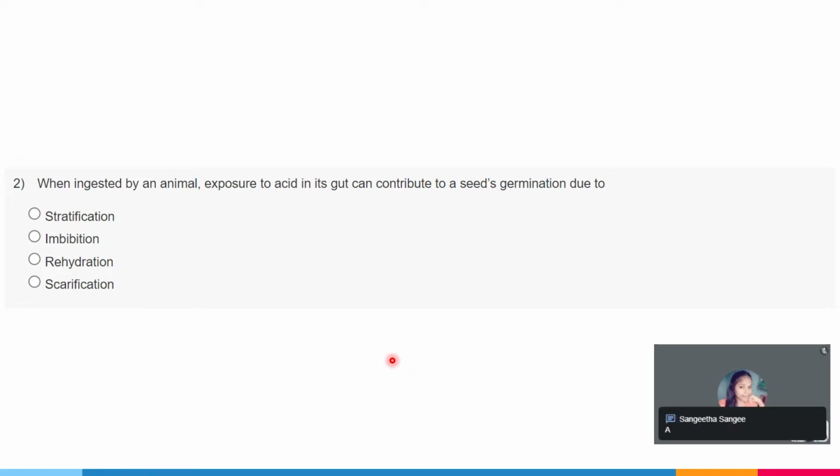Sangeeta says it is A, stratification. Okay, so let us go ahead and look at what the terms exactly mean and try to answer this again.